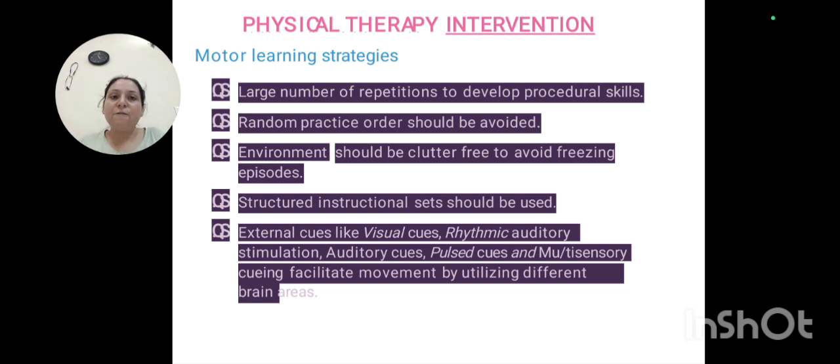So you need to give these structured instruction sets to the patient, and he has to practice this for all the day-to-day activities he is doing. He needs to repeat it again and again and again. This is called motor learning strategies. I have given you one example. You can frame all the examples according to the requirement of the patient.